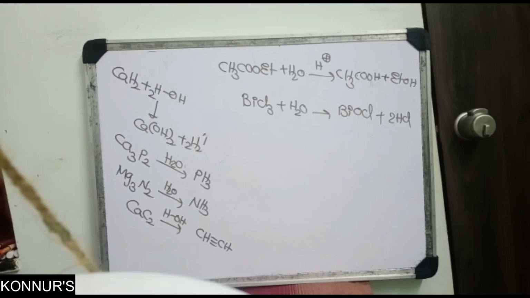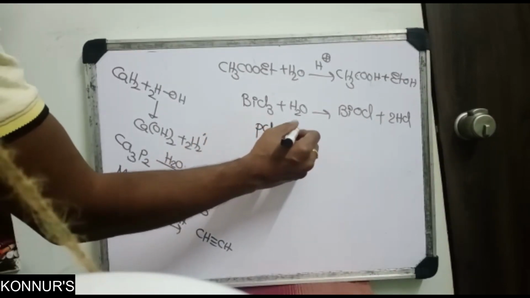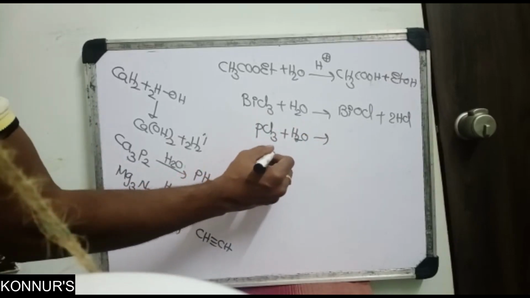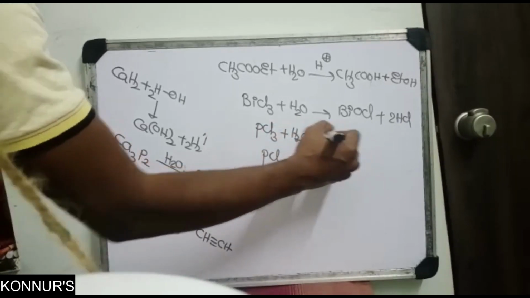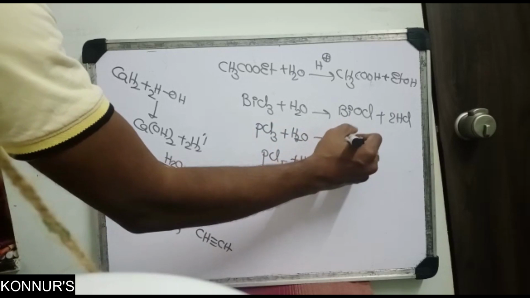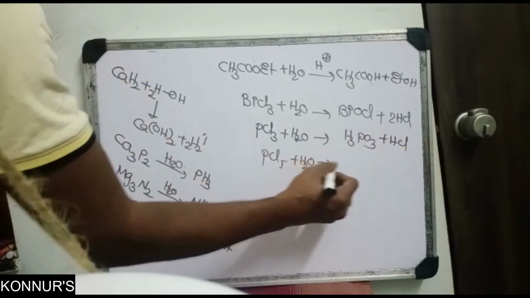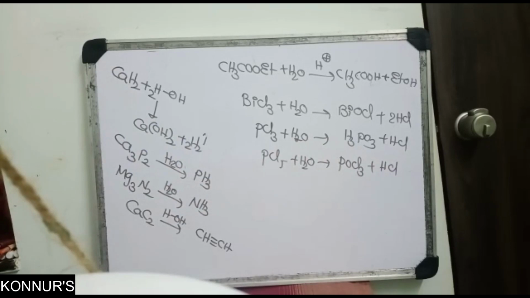Suppose any other compound, ammonium carbamate you can also take. Otherwise, the compounds are PCl3 and PCl5. PCl3 plus water gives H3PO3, and HCl goes outside. PCl5 plus water gives POCl3, and HCl will be eliminated.